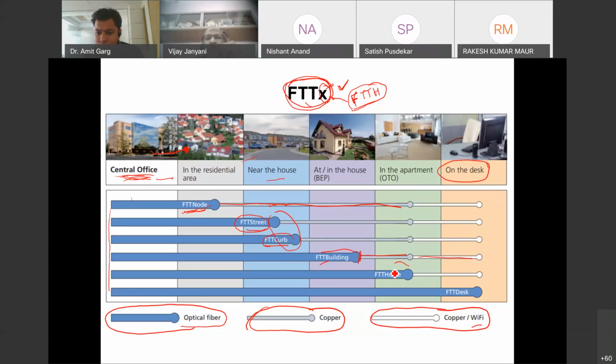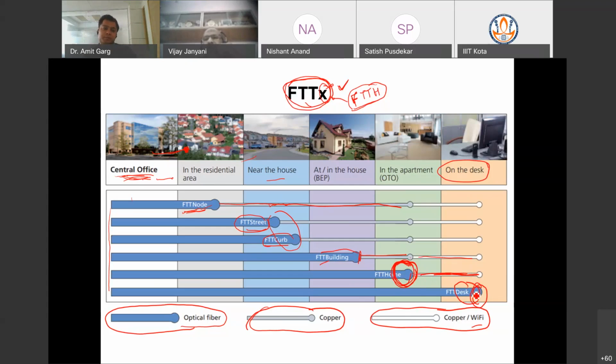This is actually fiber to the home, and this is fiber to the desk. Many of you must be using fiber to the home now. That fiber is coming to your house, and from there you have the Wi-Fi. There is no copper now. I'm sure many of you, Jio and Airtel and Tata Sky, they are providing fiber to the home. From there, they put a small box which is called ONU, and then from there you get the Wi-Fi signal into your house.